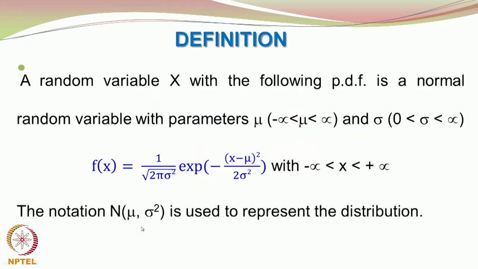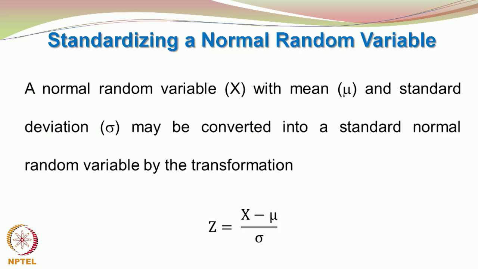So, the notation for the normal distribution is capital N mu comma sigma squared, where mu is the mean and sigma squared is the variance. This is used to represent the distribution. Now, depending upon the value of mu and sigma squared, you can have infinite number of distributions.